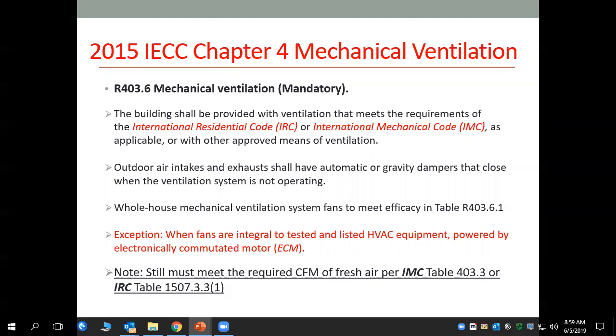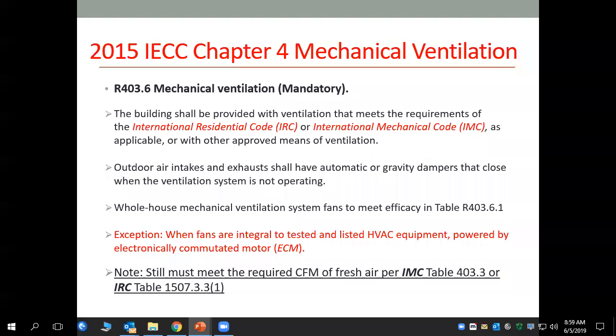And one thing that was in the code, well, it's still in the code, but it's being voted on now to be taken out, is the little sentence that says exception, when the fans are integral to tested and listed HVAC equipment powered by an ECM motor. When that first came out, that was interpreted a lot of different ways. One way was, I don't have to do anything if I have an ECM motor on my HVAC system. I don't have to put anything in, because that's what I have. That's not what it means. It means that you can use that method of the central integrated fan to bring in the air if you have an ECM motor.